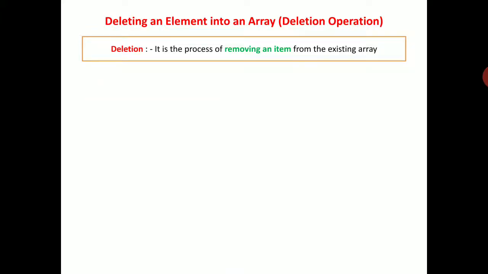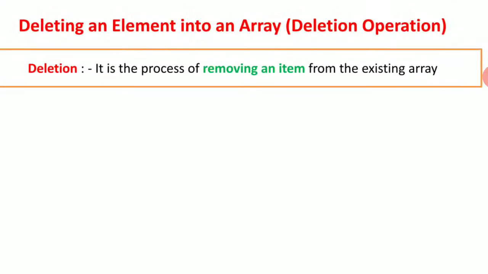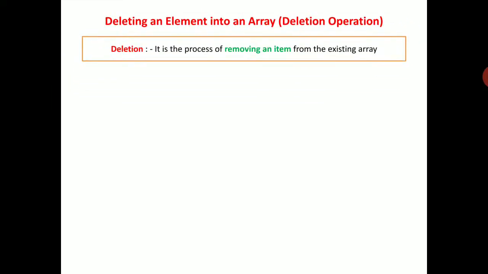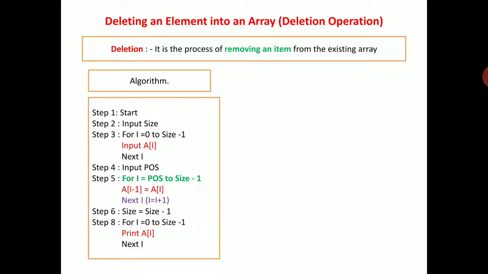Before we proceed to the deletion operation, we will see what deletion actually is. It is the process of removing an item from the existing array. The process of removing or deleting an item from the existing array is called the deletion operation. Now, we will see how to delete or remove an item from an existing array.